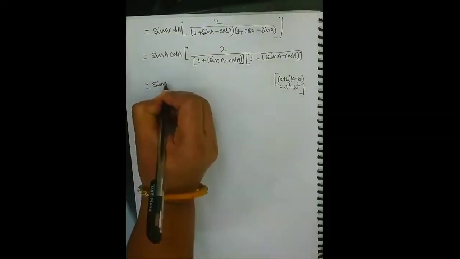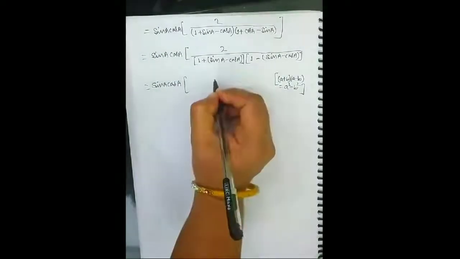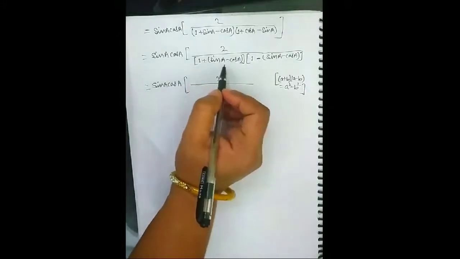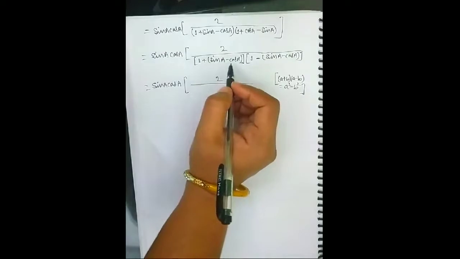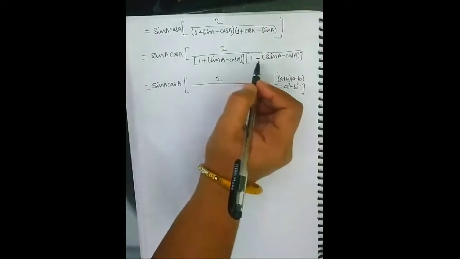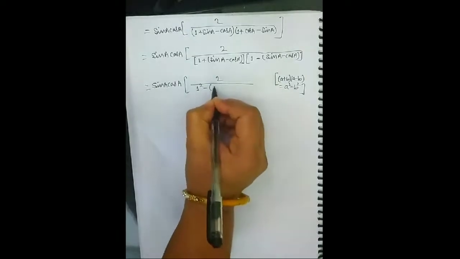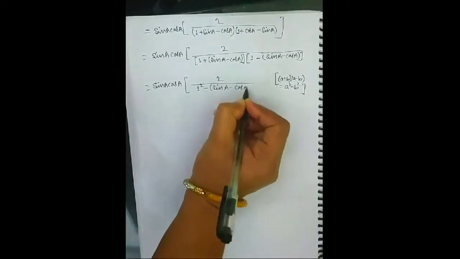So we write sin A into cos A, 2 upon, यहाँ a हमारा 1 है और b sin A minus cos A. So we can write 1 plus sin A minus cos A into 1 minus sin A minus cos A, that is 1 square minus sin A minus cos A whole square.